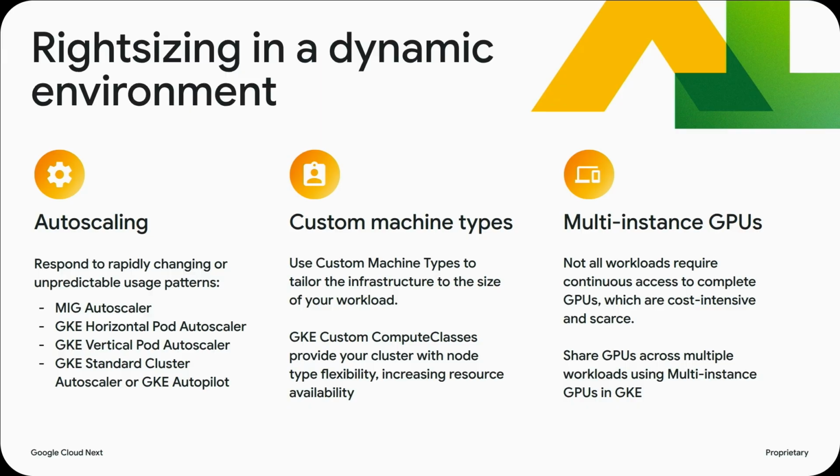In the world of containerized workloads, you have obviously GKE with multiple autoscalers available out of the box, horizontal pod autoscaler, vertical pod autoscaler, depending on what your application is capable of handling, and obviously the autoscaler of the cluster itself in the form of cluster autoscaler or GKE Autopilot that actually takes care of those topics on your behalf.